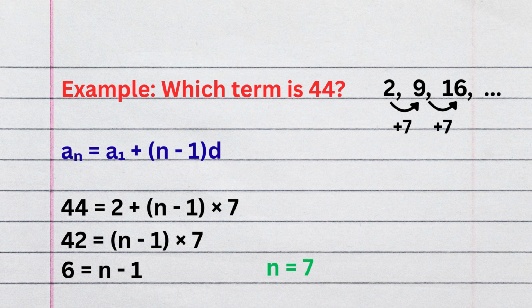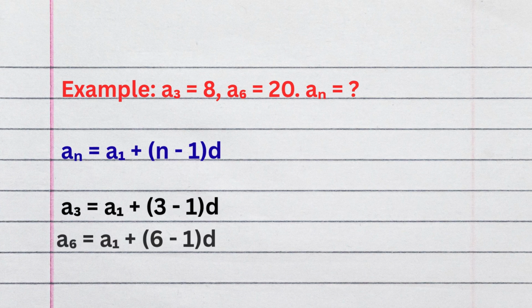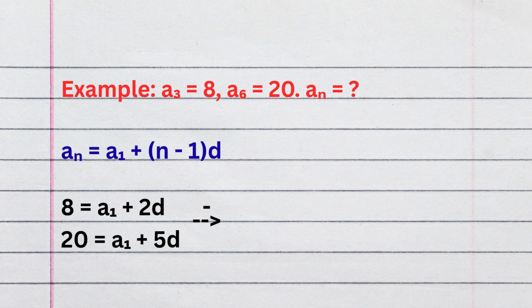But if we don't have the whole sequence, just 2 terms, what should we do? In an arithmetic sequence, the third term is 8, and the 6th term is 20. What's the general term? We have the general term formula. Now let's plug in the third term and the 6th term into it. Now we simplify the two equations. Then we subtract the first equation from the second one to eliminate the first term. So, 12 equals 3d, divide both sides by 3, and we get d equals 4.